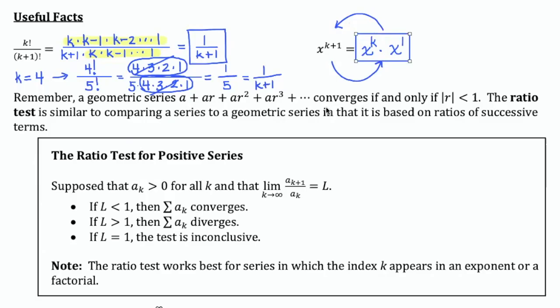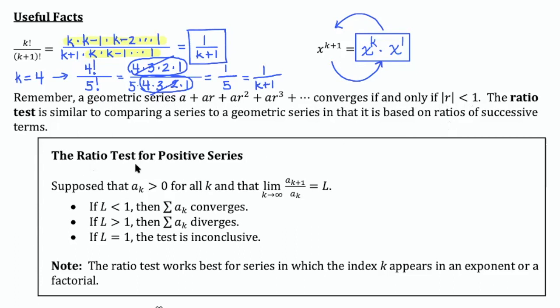Now we can get into the ratio test for positive series. The ratio test is going to remind you of geometric series because we're going to be forming the ratio between successive terms. We said a geometric series converges if and only if the absolute value of that ratio of successive terms is less than 1. The ratio test is going to be very similar to that.